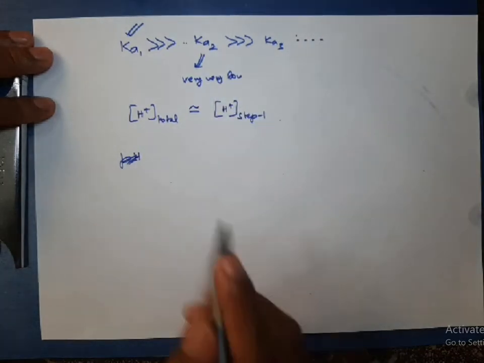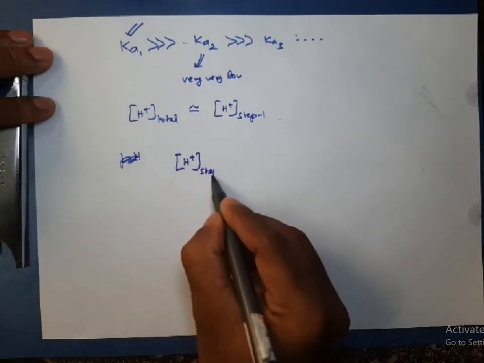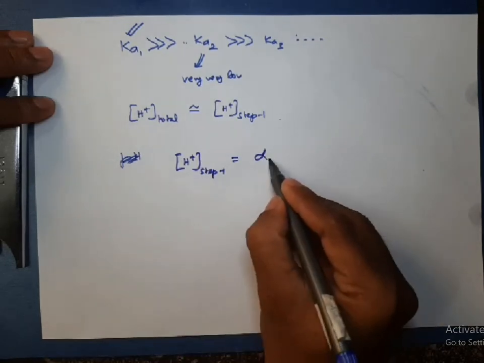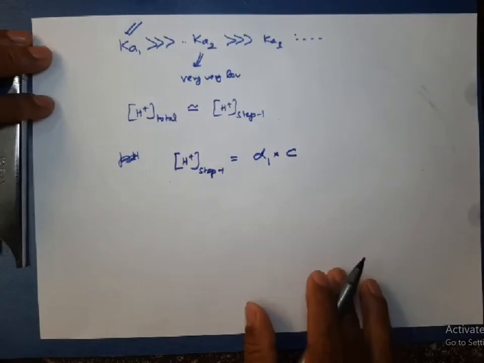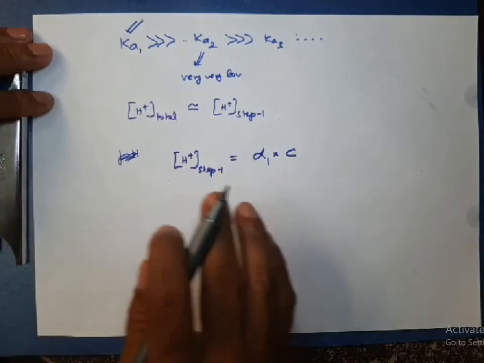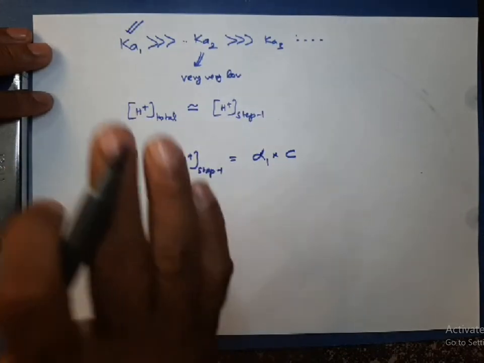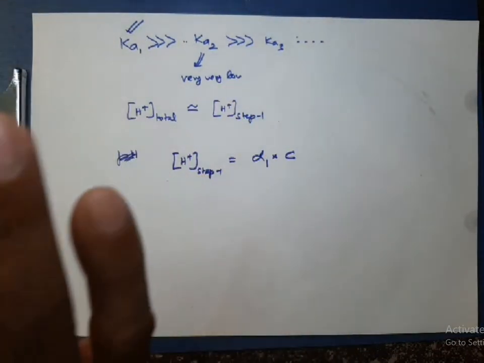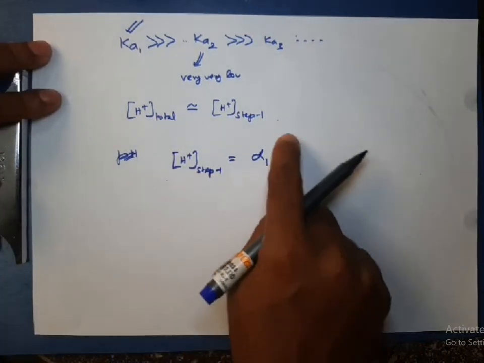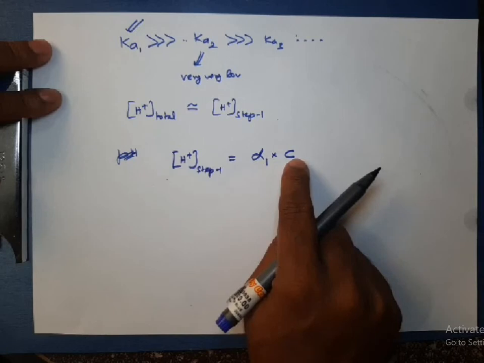You know very well the H+ ion concentration for step 1 is equal to the degree of dissociation for that step, let me write this as alpha 1, into the concentration of the acid C. This we know already, because in most cases polybasic acids are weak acids. Sulfuric acid is an exception, but in general polybasic acids are weak acids. Therefore you can find the H+ ion concentration using the weak acid formula: alpha 1, the degree of dissociation for the first step, into C.